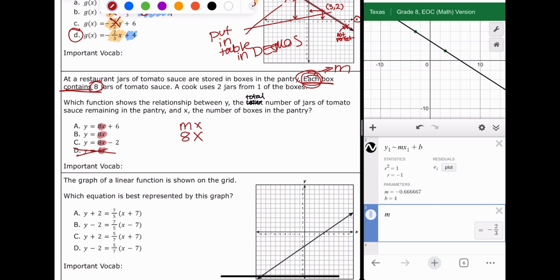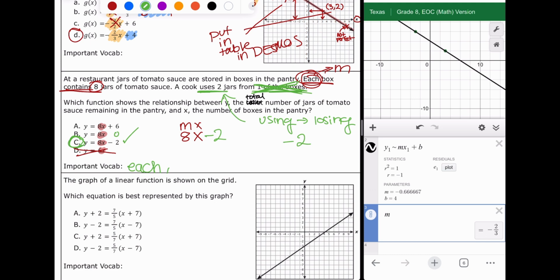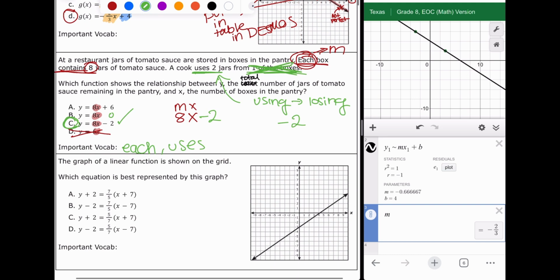Now we need to look. We have the number 2, uses 2, from one of the boxes. If I look at my answers, I only have something with 0, 6, and -2. So I know 1 is out of the question. But when we talk about using something, if you're using something, you are losing something. And if you are losing something, you are a negative. Okay, so -2. So right here, C would be my answer. And right here, my important words are going to be each and uses.